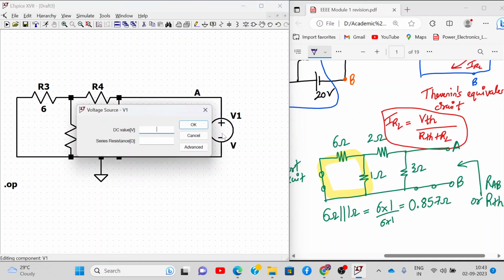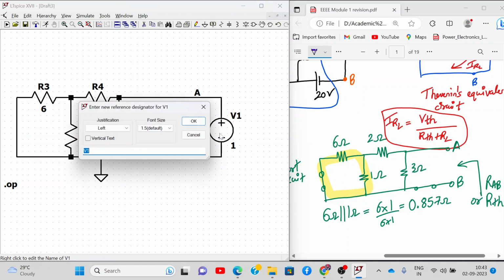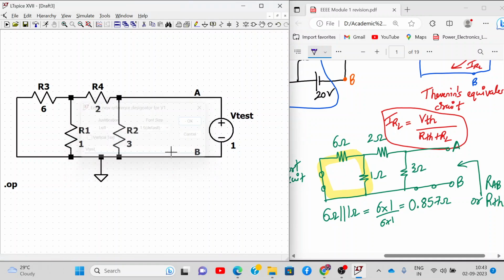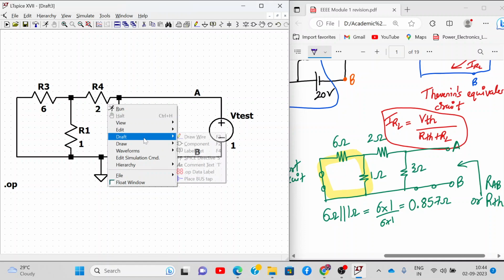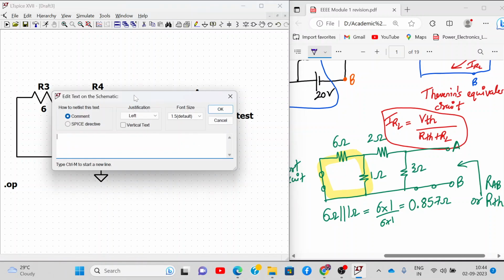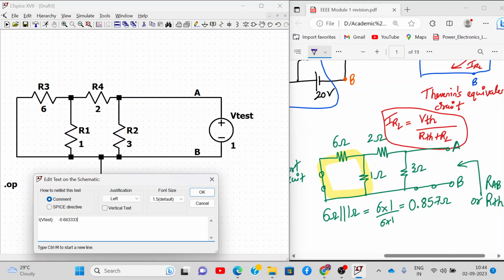Basically, we apply a 1 volt test source. Let me call it V test. Now let's see how much current I get. I of V test. Don't worry about the negative sign. So this is the amount of current we get, right? Now I'll show you how it works. I'll go to the draft and add a comment. What I want is a resistance RAB. So what is resistance RAB? V test divided by the current flowing through V test.